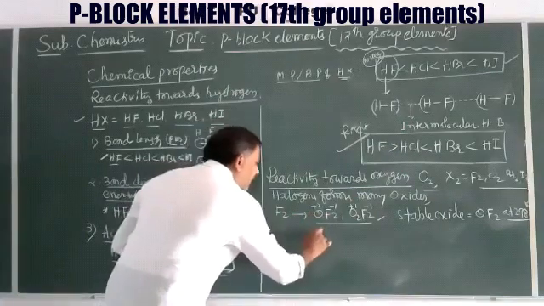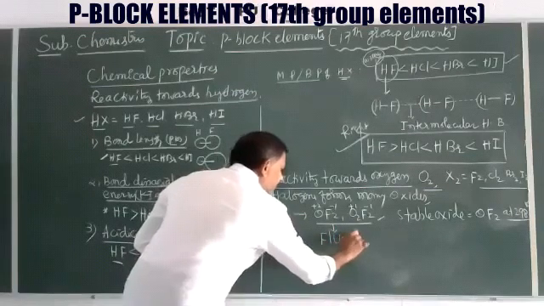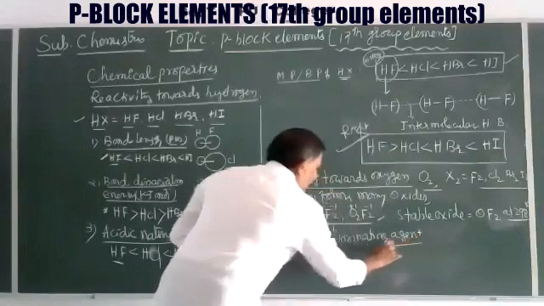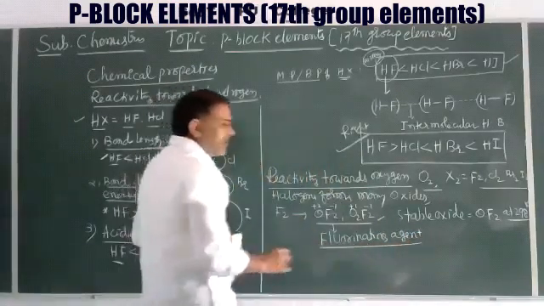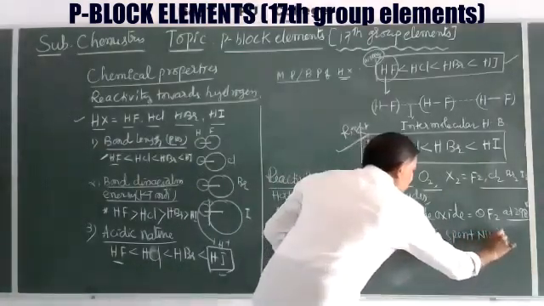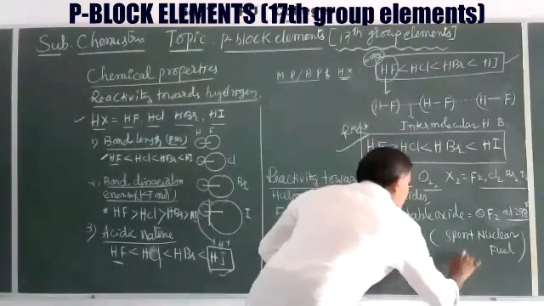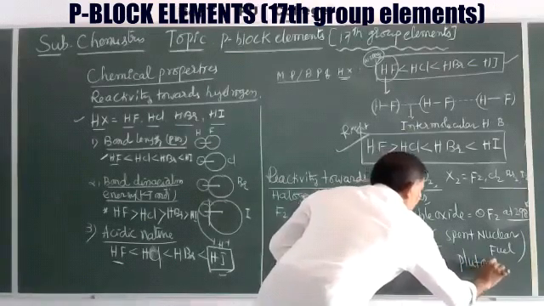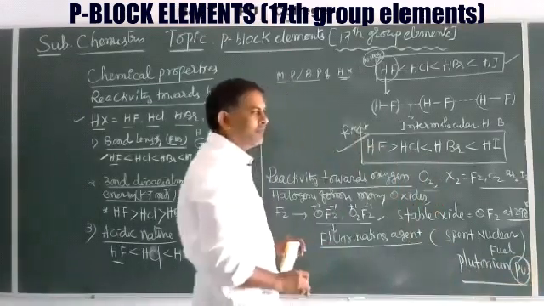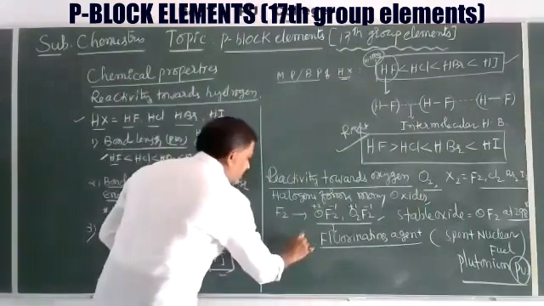And these act as fluorinating agents, very, very important. Fluorinating agent means: spent nuclear fuel contains plutonium, Pu. To remove this plutonium, we can use a fluorinating agent. Very, very important point this is.